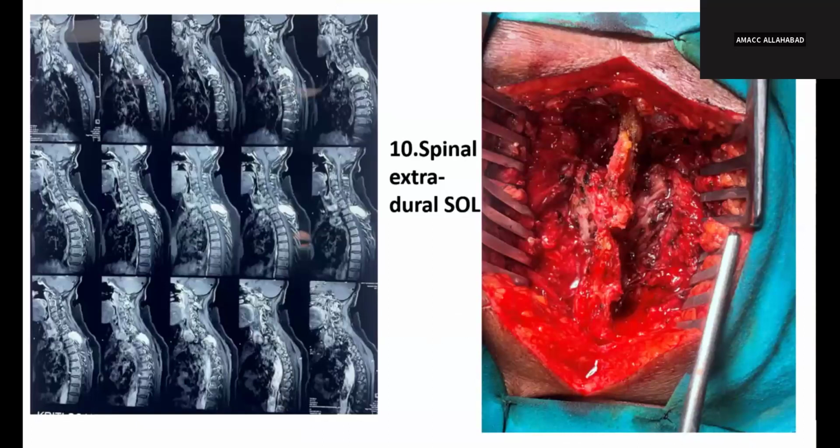Now coming to the tumors, we'll start from behind and get inside the cord. First, extradural tumors. This is a very interesting case. This is an almost 65-year-old female patient. She was admitted in the general surgery department for colonoscopy. On examination, the consultant noticed that she is having some problem in walking. So they gave a reference to us.